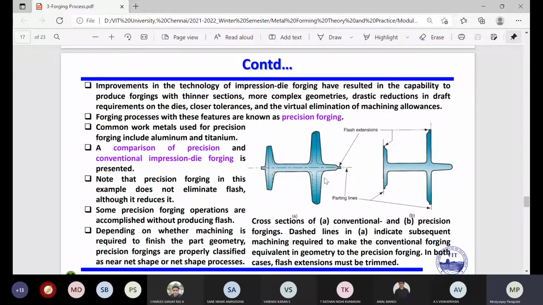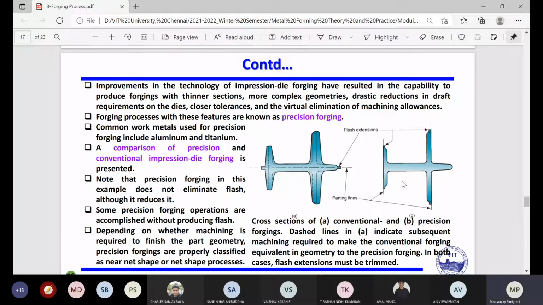Just you can see here the cross section of a conventional forging, the first part, which is normally what we do, and the second one, B, is the precision forging, showing how accurately we have done it. The dashed lines here indicate the subsequent machining required for the conventional forging. So whatever the dotted part is, you have to remove it to make the precision forging. From that you can see how they derive this sample.